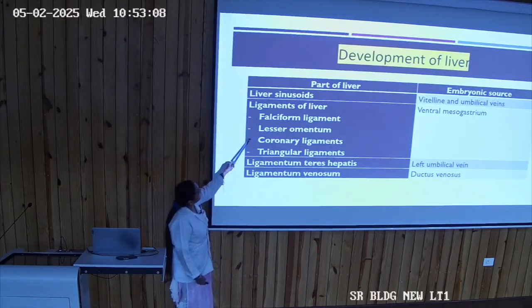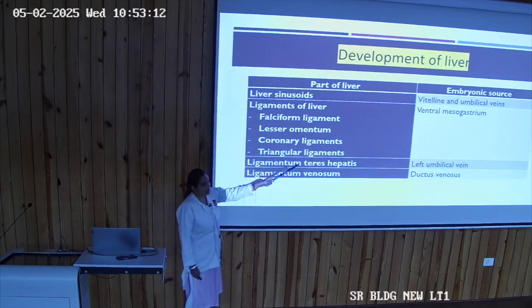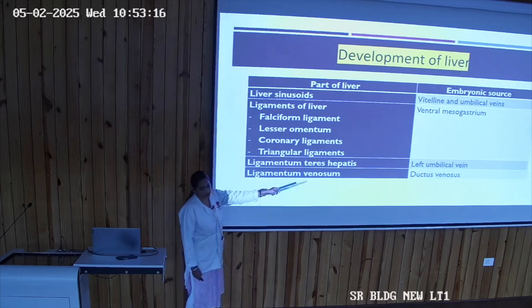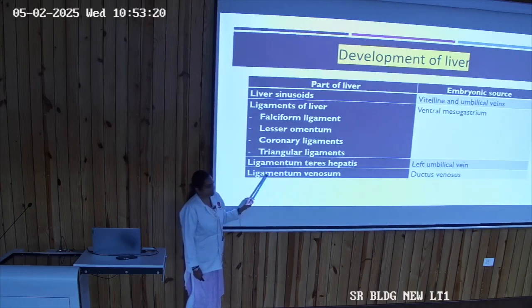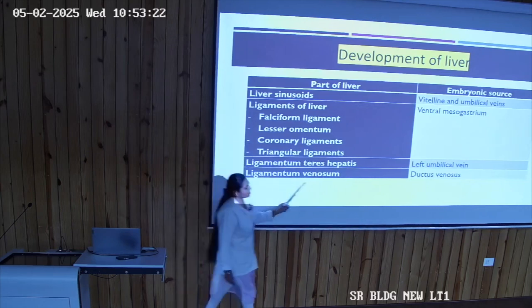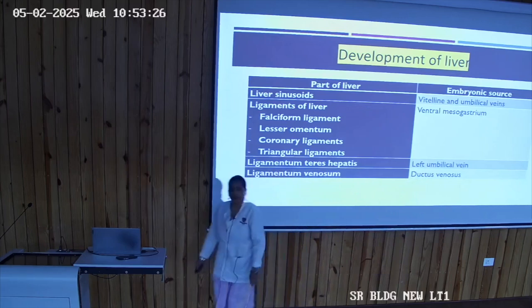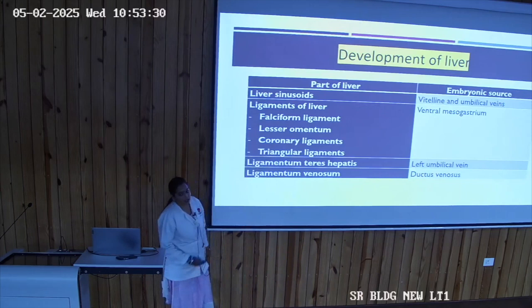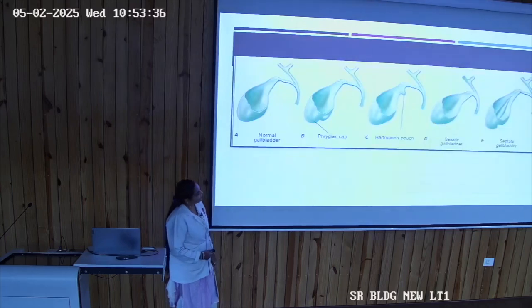Next, we have ligaments, reflections. These are all derived from the ventral mesogastrium. The remnant of the left umbilical vein forms the ligamentum teres, and ligamentum venosum is basically the remnant of the ductus venosus. And sinusoids, basically they are continuation of the vitelline and umbilical veins. Then the source of the ducts we have discussed.